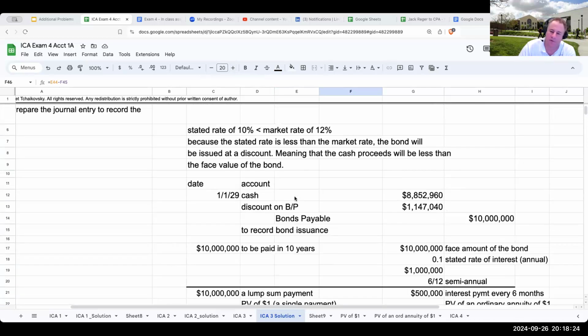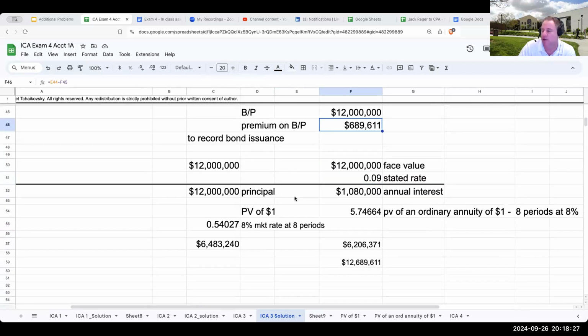I have a lot of other videos about bonds. This is a very brief example of how to go through and compute these quickly using present value tables.